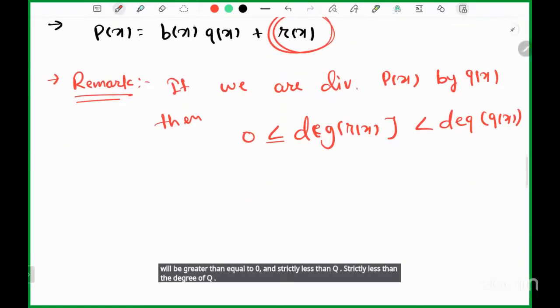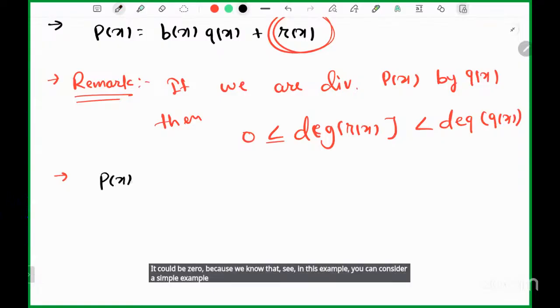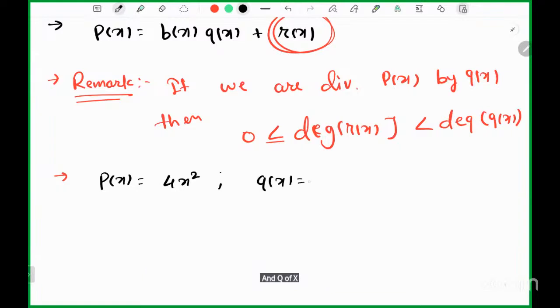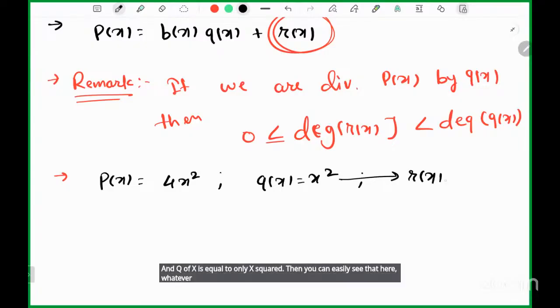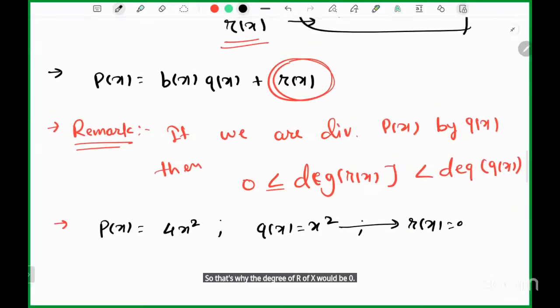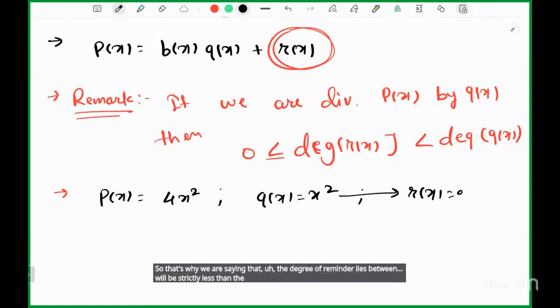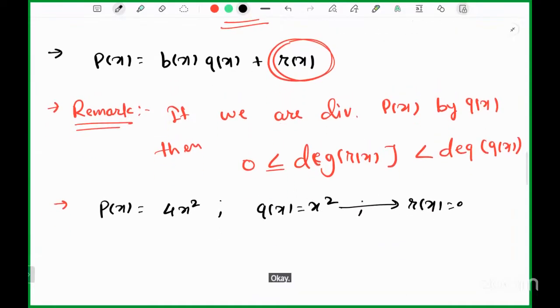It could be 0. You can consider a simple example: if P of x is equal to 4x square and Q of x is equal to only x square, then you can easily see that whatever R of x you get, that is equal to 0. So that's why the degree of R of x could be 0, and why we say that the degree of the remainder will be strictly less than the degree of the divisor Q of x. Okay, is that clear, this fact?